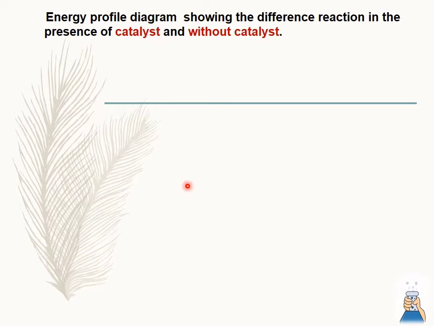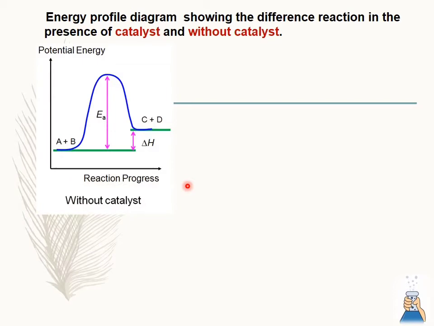Maksudnya dia akan mempercepatkan kadar tindak balas. Dia akan rendahkan activation energy supaya reaktan boleh berubah menjadi produk dengan sangat cepat. So ini adalah energy profile diagram without catalyst. So you see here the activation energy here very high. Okay, so A react with B ni memerlukan tenaga yang agak tinggi untuk hasilkan produk.